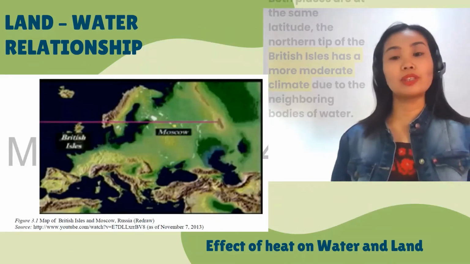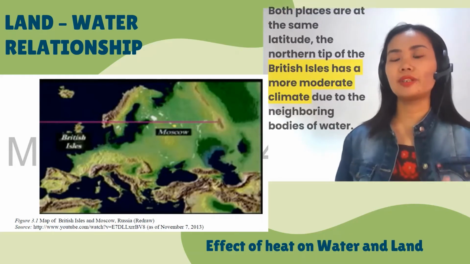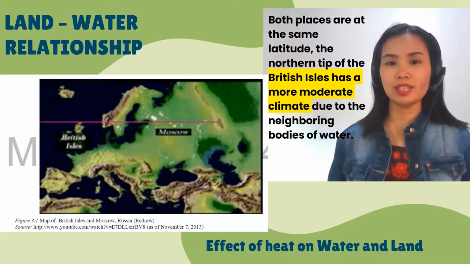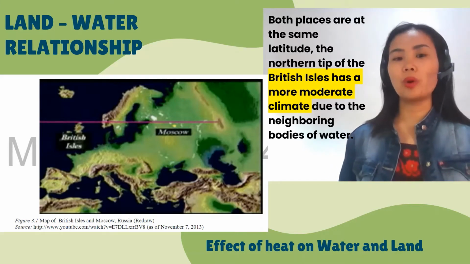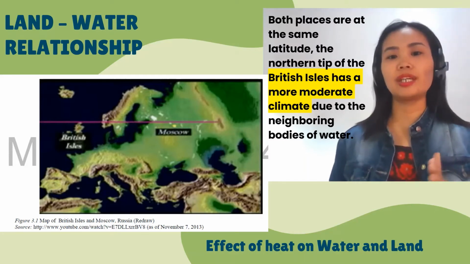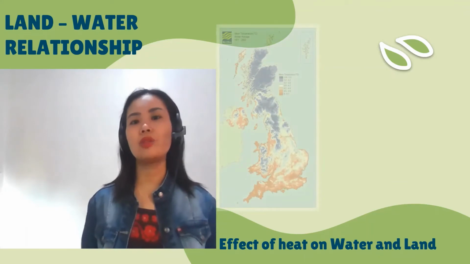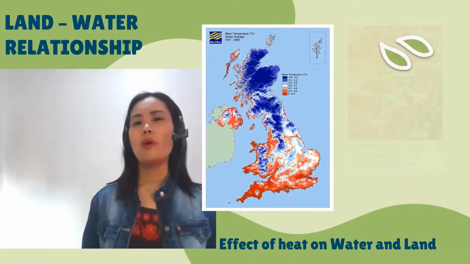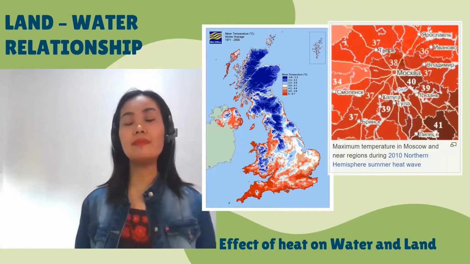Now, figure 3.1 shows the tip of British Isles and the part of Russia near Moscow. Being in the temperate region, both places have 4 seasons. Even though both places are at the same latitude, the northern tip of the British Isles has a more moderate climate due to the neighboring bodies of water. How does a body of water regulate the temperature of a certain region or country? And why do some areas that are far from bodies of water have extreme climates?